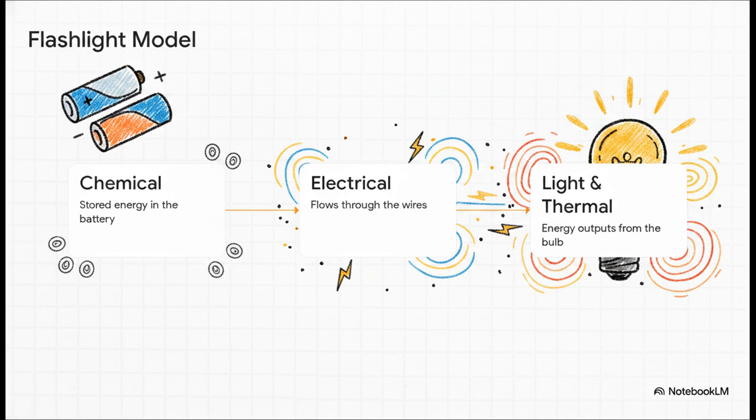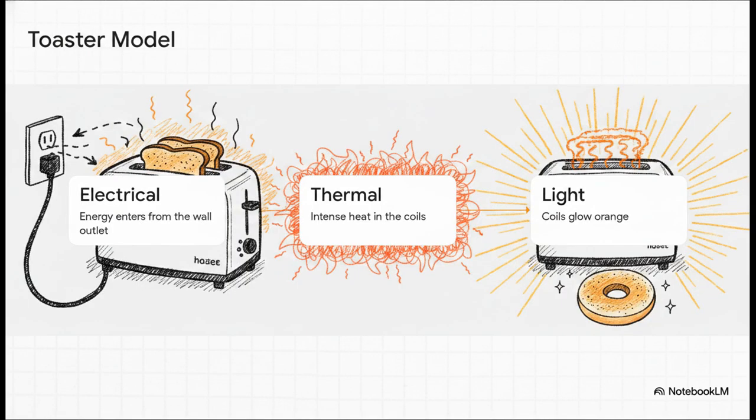And where does that go? Well, it hits the bulb and transfers into light energy, so you can actually see in the dark, and thermal energy, which is why the bulb feels warm if you touch it. Look at that! We successfully tracked the energy from start to finish. It didn't vanish, it just changed costumes along the way. Let's try another model to make sure we've got it.